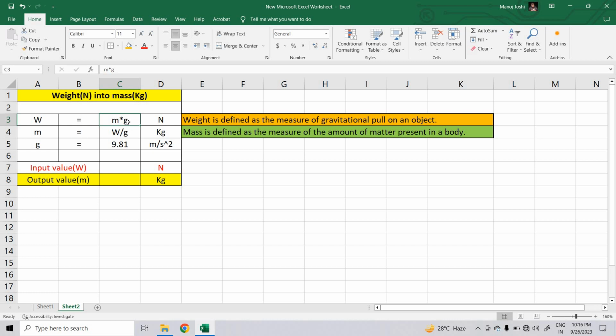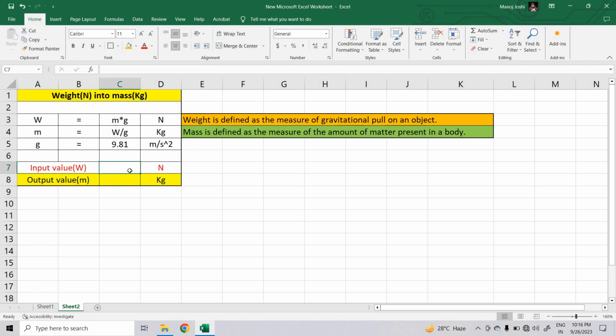And what is the formula for the weight? That is mass into acceleration due to gravity, okay? And we know that acceleration due to gravity has a constant value, that is 9.81 meter per second square, okay? That's fine, okay?